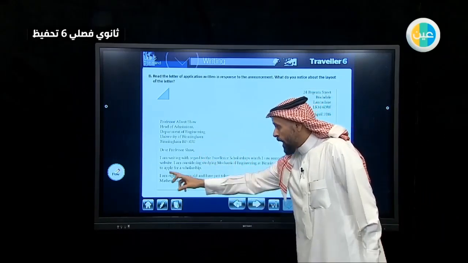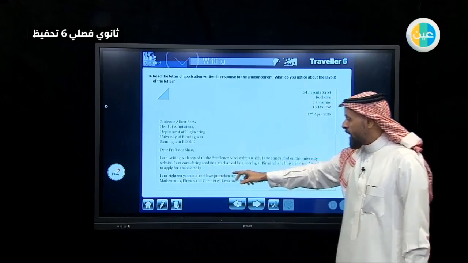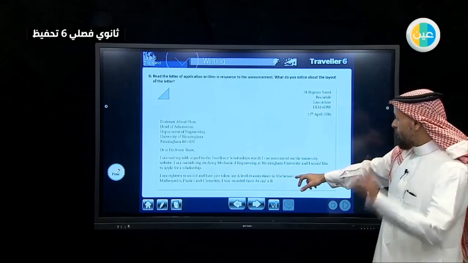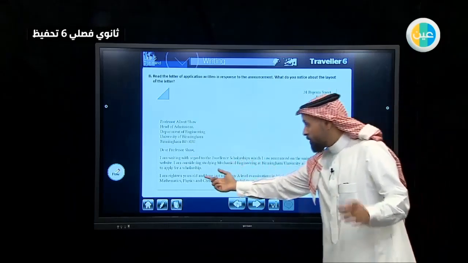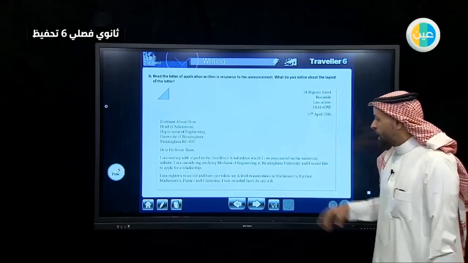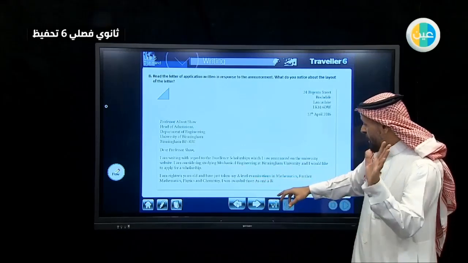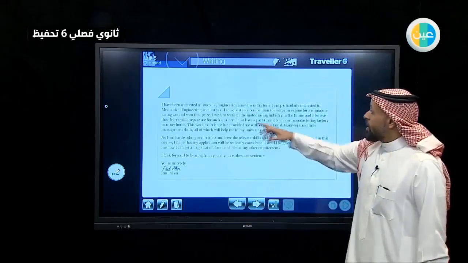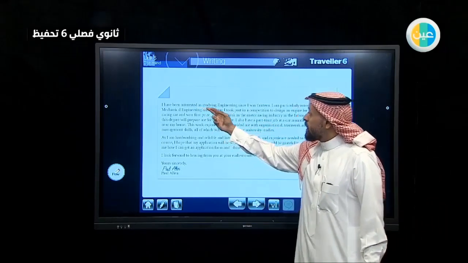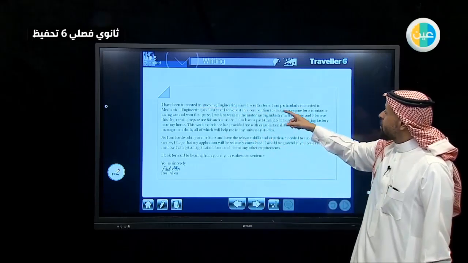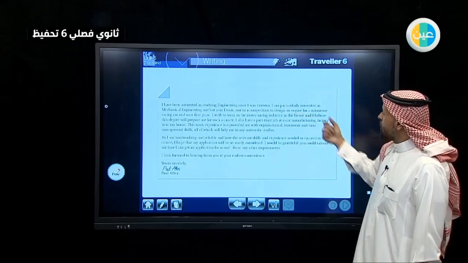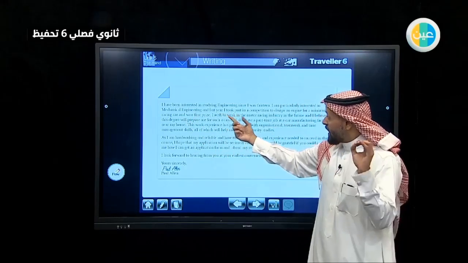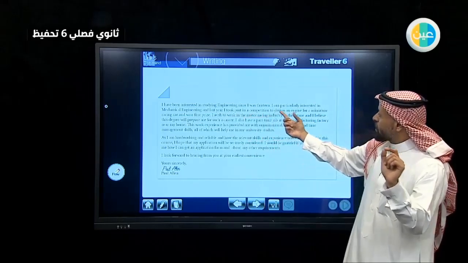Paragraph number 2. I am 18 years old and I have just taken my A-level examinations in mathematics, further mathematics, physics and chemistry. I was awarded 3 A's and a B. I have been interested in studying engineering since I was 13. I am particularly interested in mechanical engineering and last year I took part in a competition.